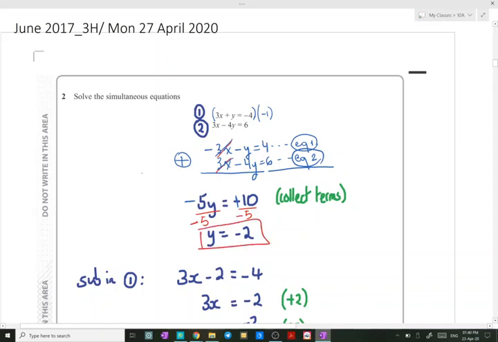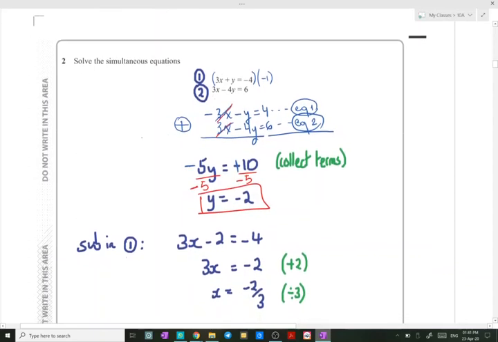Now you take y and substitute it in either the first or the second equation, and you try to choose the easy one to calculate. I chose the first one, so 3x - 2 = -4. You take the -2 to the other side. It's going to be 3x = -4 + 2, which is equal to -2. Then x is equal to -2 over 3.